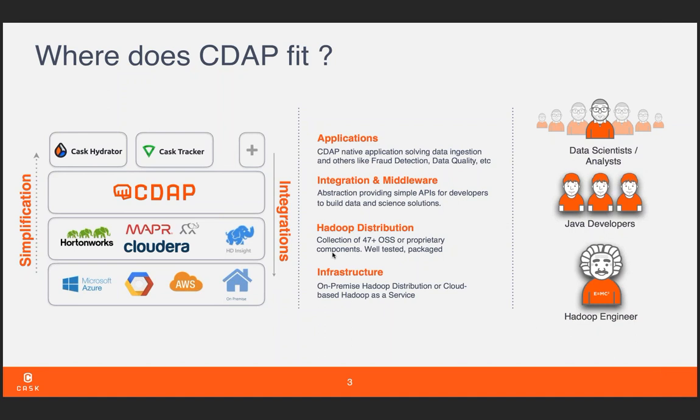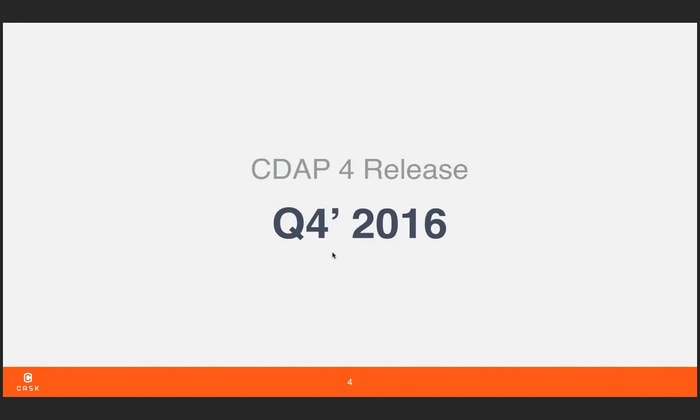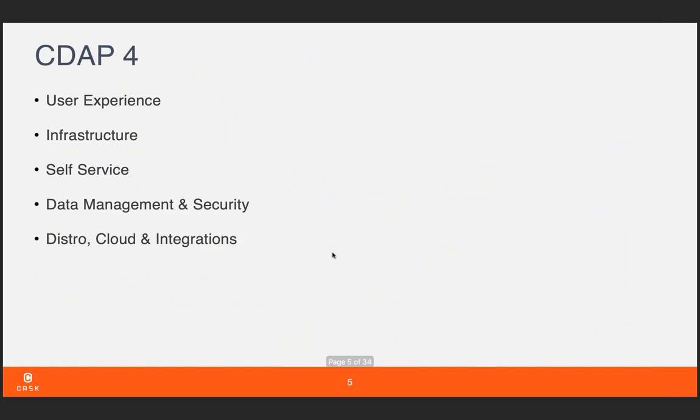So first things first. The CDAP 4 release is currently planned to be in Q4 of 2016. This is a major release. And as you all know, we do one major release a year, and at minimum, we do 4 minor releases. So with that, let's get into the features. We have broadly classified these features into user experience, infrastructure, self-service, data management, security, and we'll talk about different distributions and clouds and integrations.